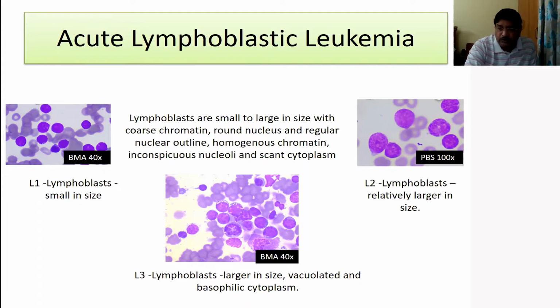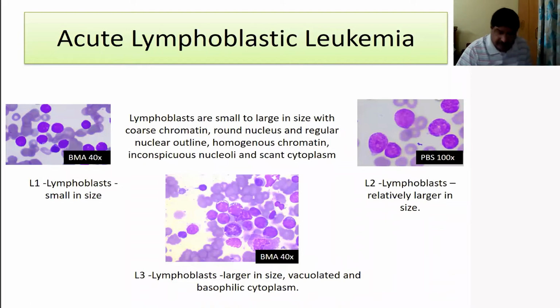Whereas in the L2, you had a heterogeneous population of blasts, small, intermediate sized, some of them may be large, many of them will have prominent nucleoli, and the nuclear character will be irregularly clumped nuclear chromatin, whereas in L3 lymphoblasts, you will have intermediate sized blasts with prominent intracytoplasmic and intranuclear vacuolations, as you find here, with a deep blue cytoplasm. So this is the morphology of the ALL.